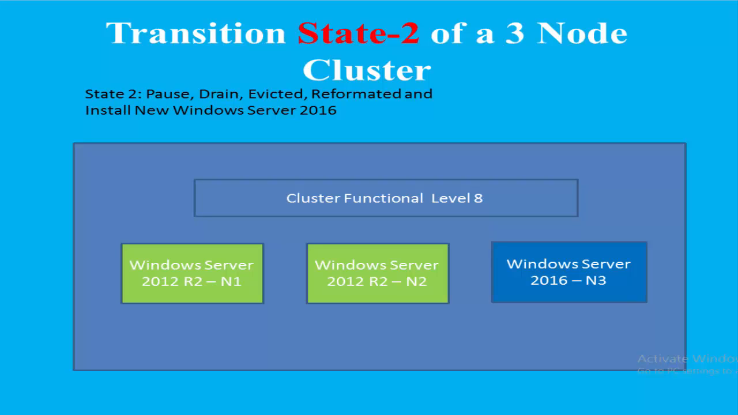So in this state, you have one node in 2016 and all other nodes in 2012 R2. You can fail over your workloads from 2012 R2 to 2016, and also from 2016 to 2012 R2. Keep an eye on the cluster functional level shown here, which is cluster functional level 8.